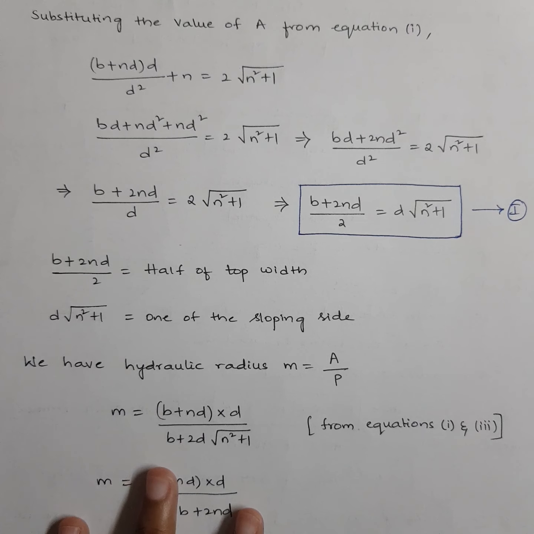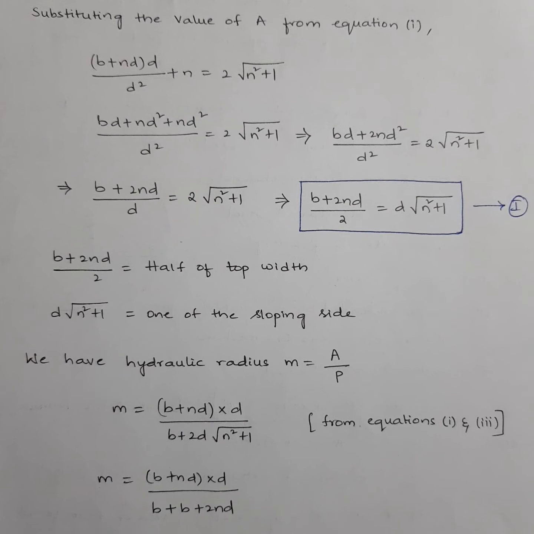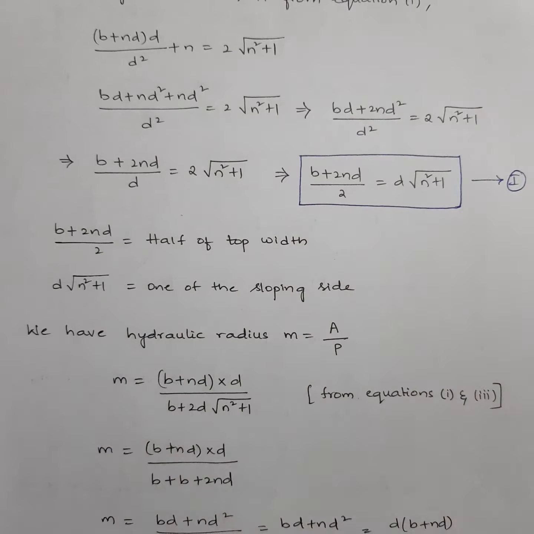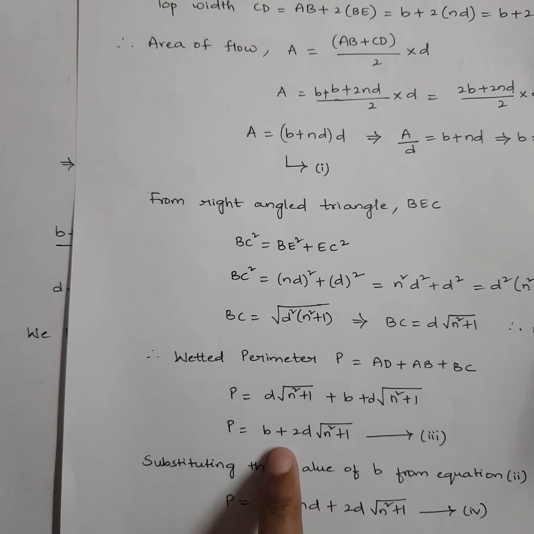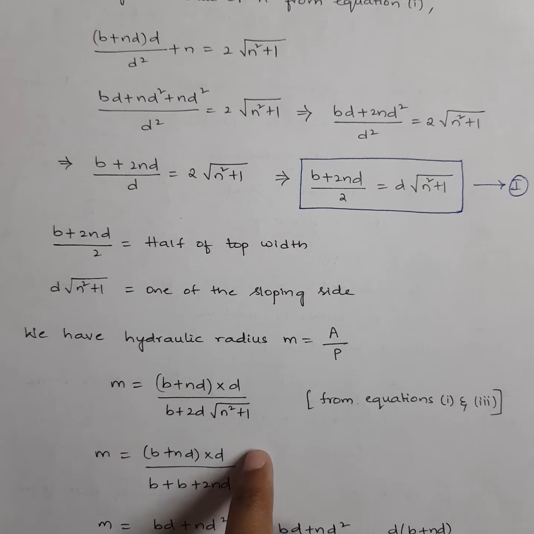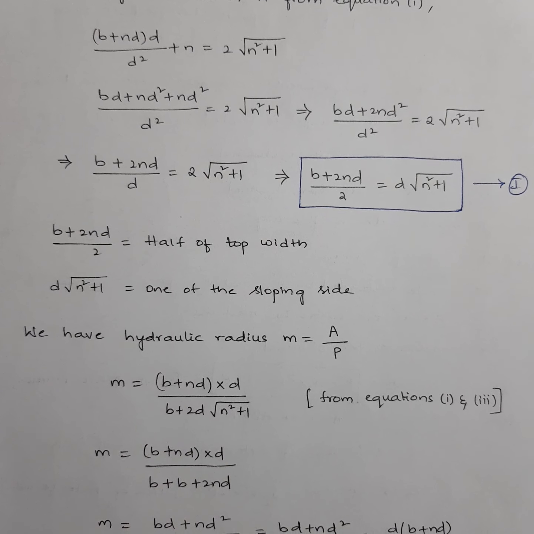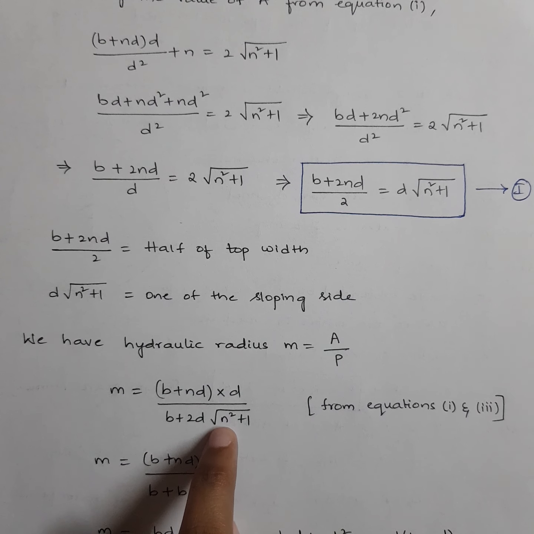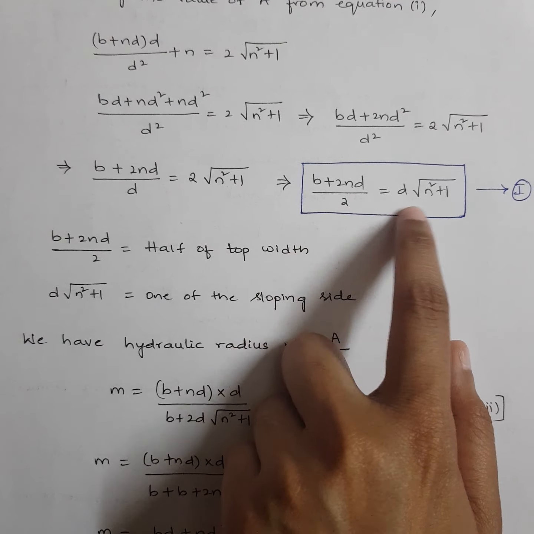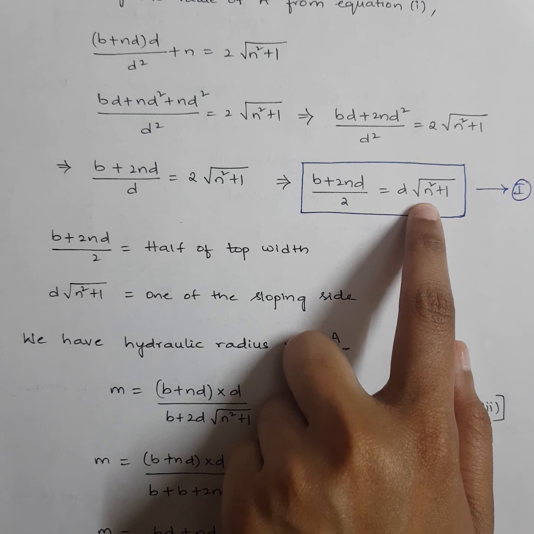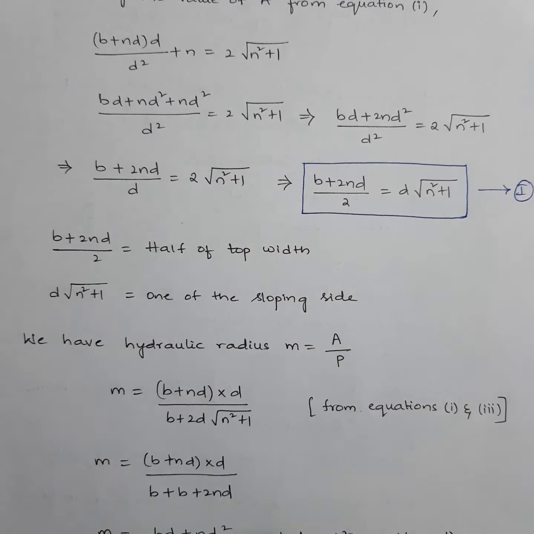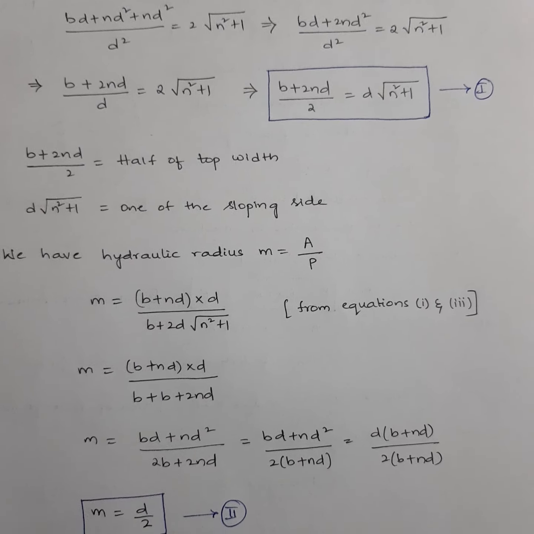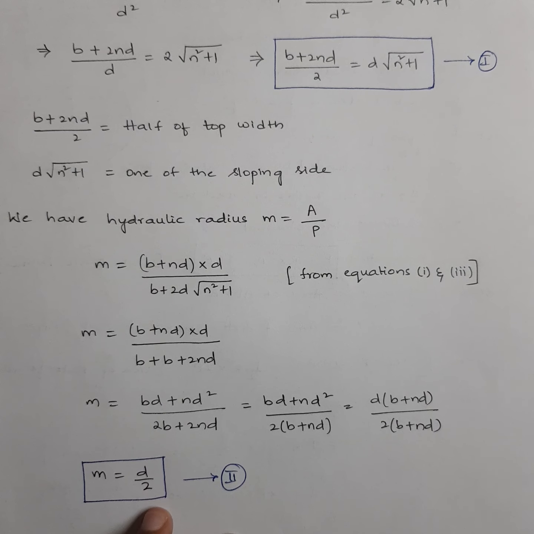Now let's go for hydraulic radius calculation as usual. So m is equal to A by P. A formula I am ready, b plus nd into d by wetted perimeter. You remember we had a formula which was our equation number 3, b plus 2d root n square plus 1. Just keep it there. Now see, I have 2d root n square plus 1, right? So if this 2 will go here, right hand side will become 2d root n square plus 1. That will be equal to what? b plus 2nd. So I have just substituted and I have simplified. So after simplification, I will be left with m is equal to d by 2.